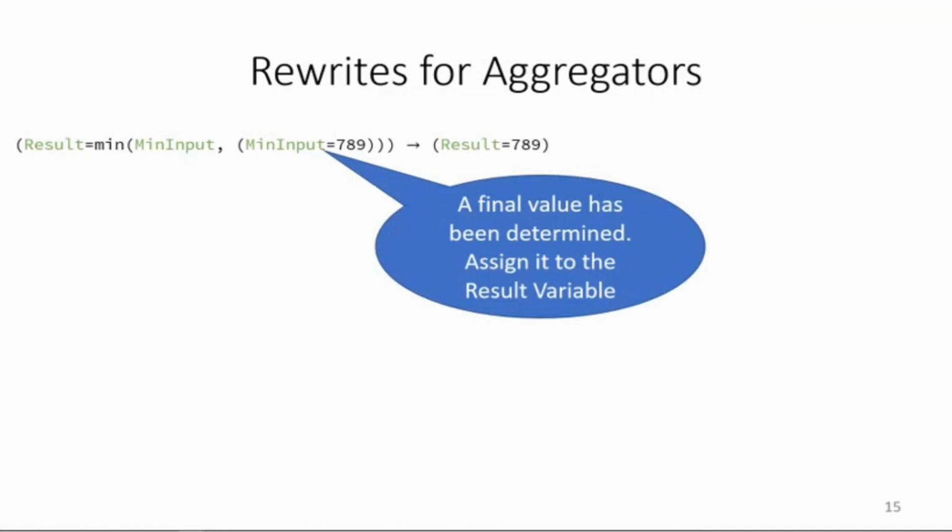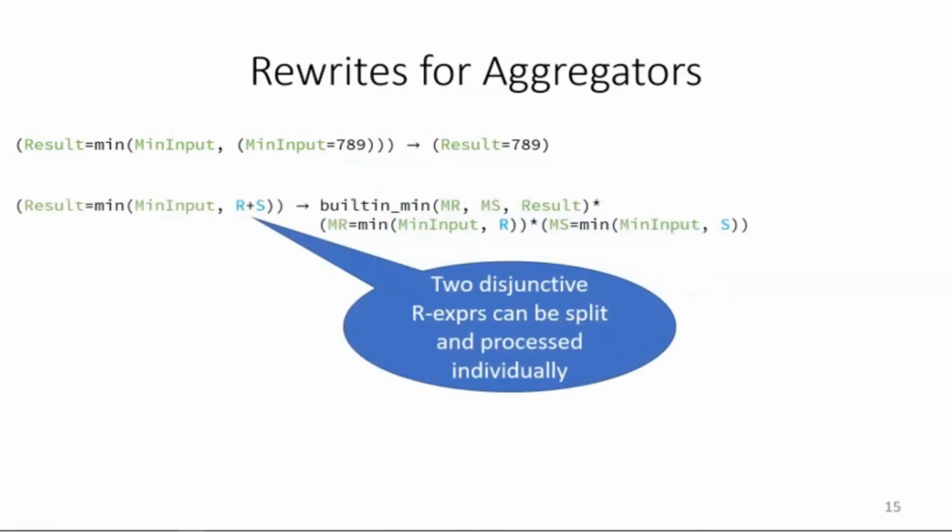So here we have our min aggregator, where I have assigned the 789 to the input variable of the aggregator. In this case, we can simplify this expression by just removing the aggregator, as there is only a single value. In the case that there are two disjunctive R exprs, R and S, then we are able to split this into two different expressions where each is going to be aggregated over independently. This can be important, as it is possible that only one of the two R exprs can be rewritten and simplified. When combined with an aggregator that can stop early, such as logical OR, this can result in a significant runtime improvement.